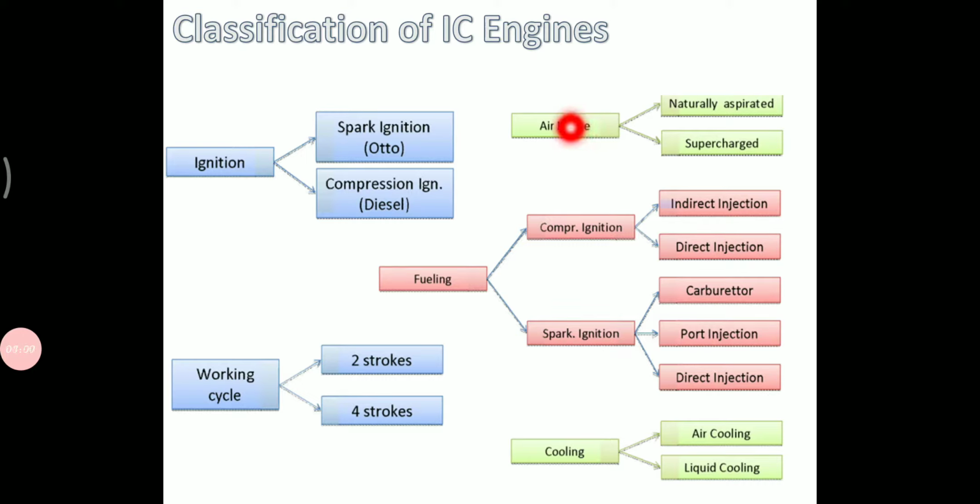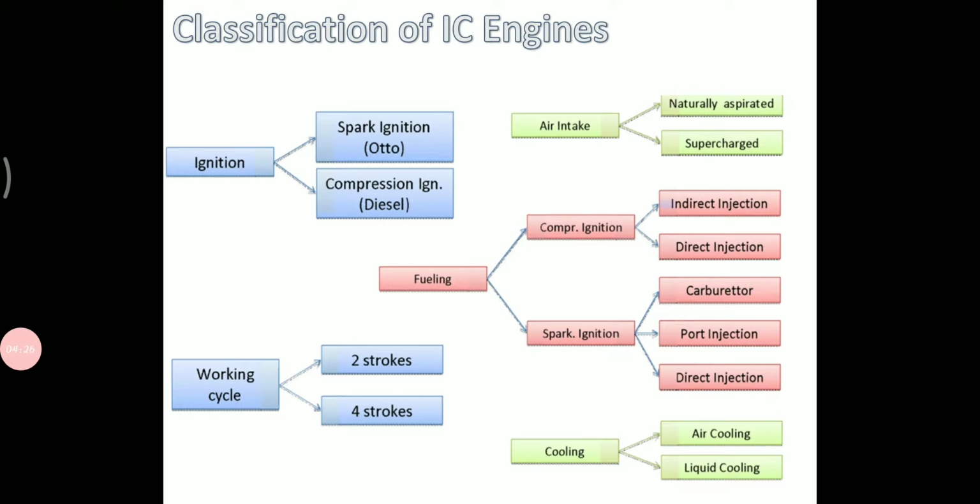The next classification is based on air intake, whether it is naturally aspirated or supercharged. Superchargers are especially used in sports cars, where you want more power and more speed. Normally in your car or your bike, naturally aspirated air intake is used. Another classification of IC engines is cooling, whether it is air cooling or liquid cooling.